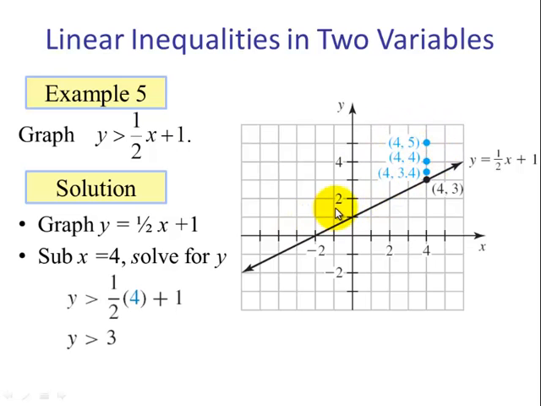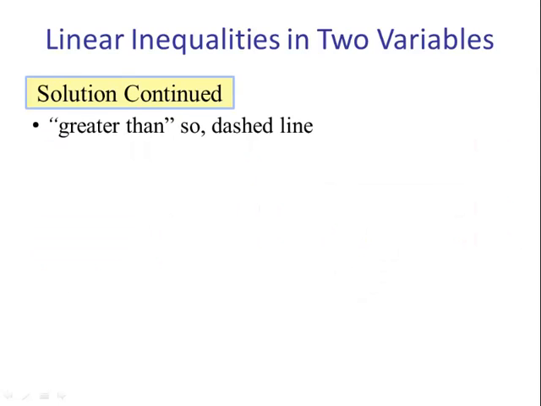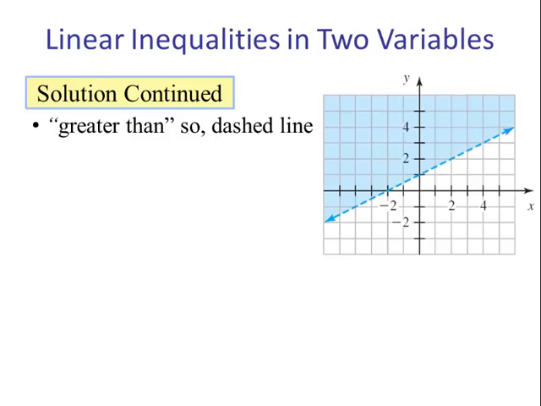So thus, any point here above the line will be in the solution set. And again, when we have a greater than, it is the area above the line. To finish it, we need to change the solid line to a dotted line and then shade in our solution set.